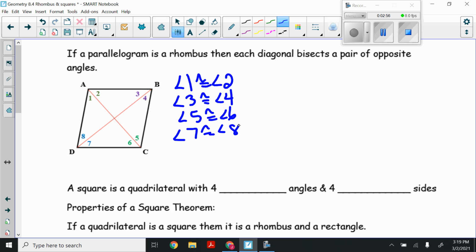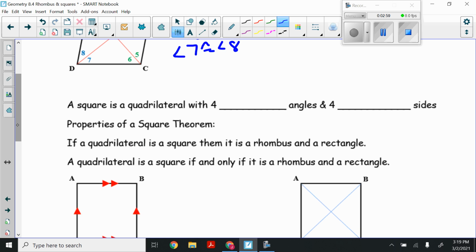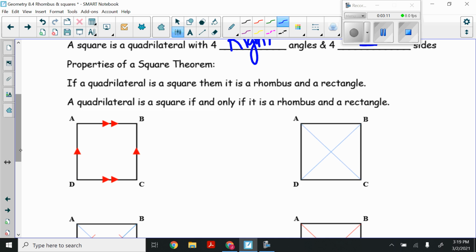Okay. So now we're going to talk about what makes a square. A square is a quadrilateral with 4 right angles and 4 congruent sides. So properties of a square. If a quadrilateral is a square, then it is a rhombus and a rectangle. A quadrilateral is a square if and only if it is a rhombus and a rectangle. So it has all the properties of a rhombus, all the properties of a rectangle, as well as all the properties of a parallelogram.